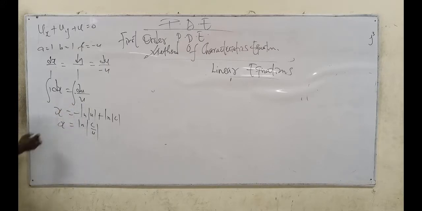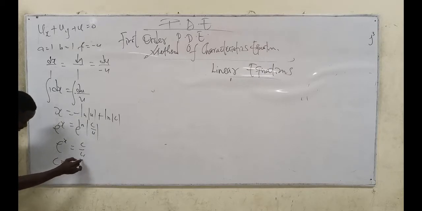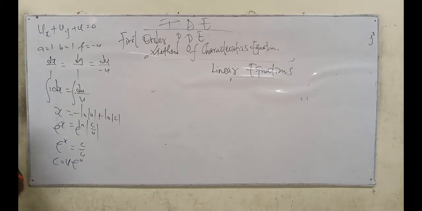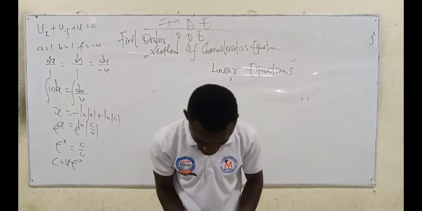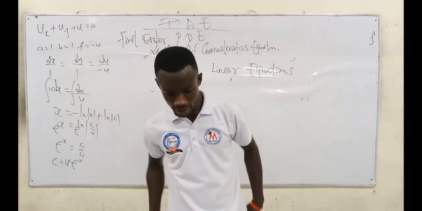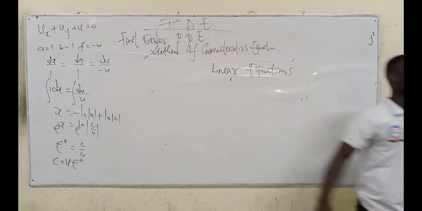Then you go to negative. Then you take natural log. Then you get e to the power x is equal to c over u. So you get c to be equal to u e to the power x. Natural output, use natural log. Then you need to take the division.